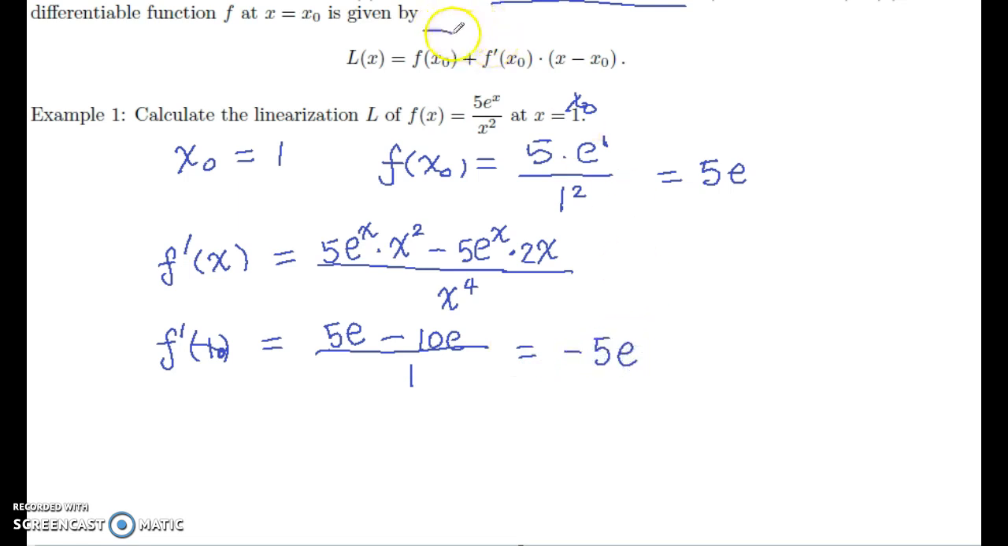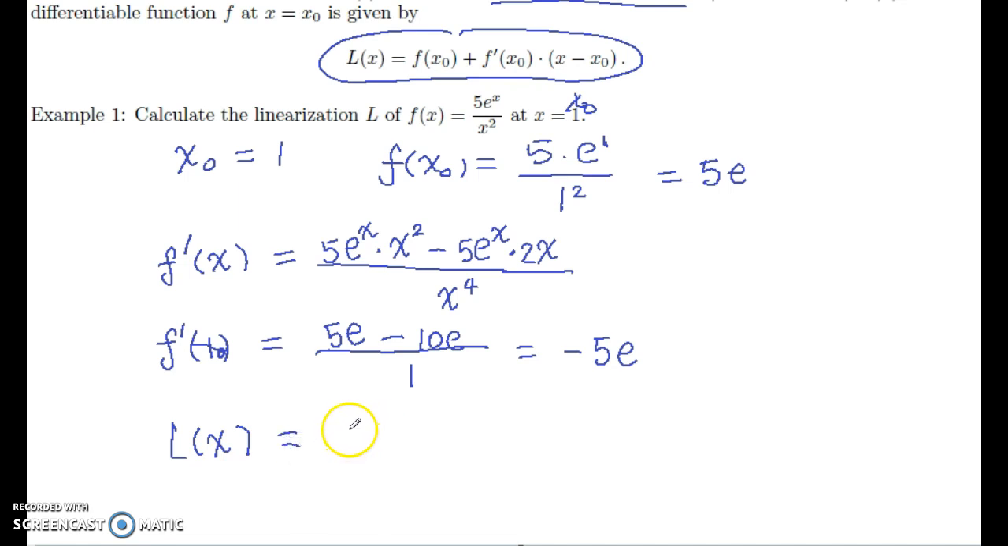Now we just plug everything into this formula. So L of x, the linearization, is f of x0, which is 5e. So it's f of x0, not f of 0. Plus f prime of x0, which is negative 5e, times x minus x0. x0 is 1. So this is the formula for the linearization.